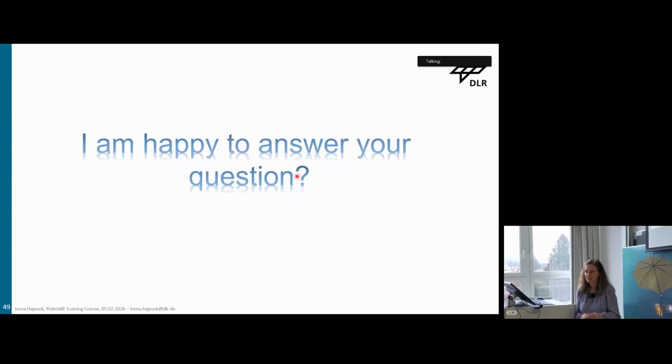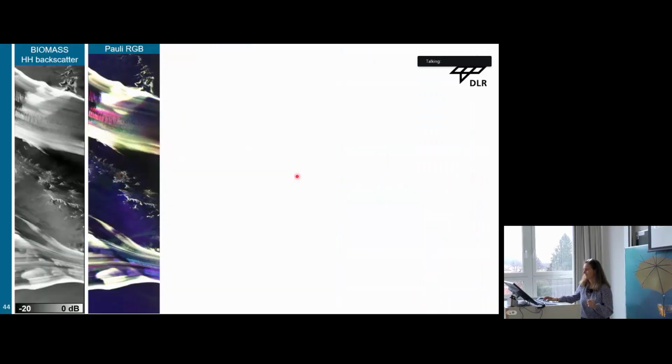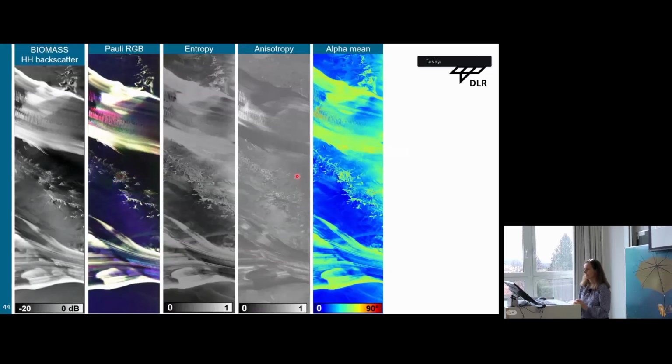If you could go a few slides back, where you were making a comparison of this Antarctica landscape, was it the Pauli? Yes, this one. Maybe I don't understand very well. I thought the alpha angle shows which types of scattering we have. So when we compare it with the Pauli, in the areas where we have all of the scattering, it looks green. How do you interpret this?